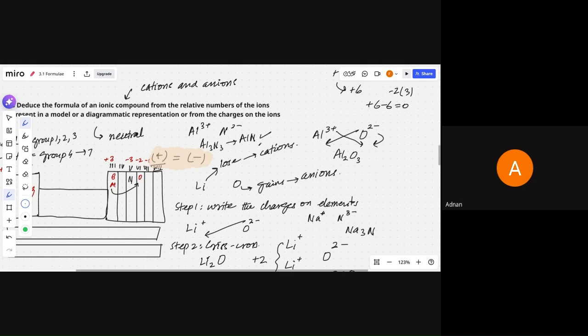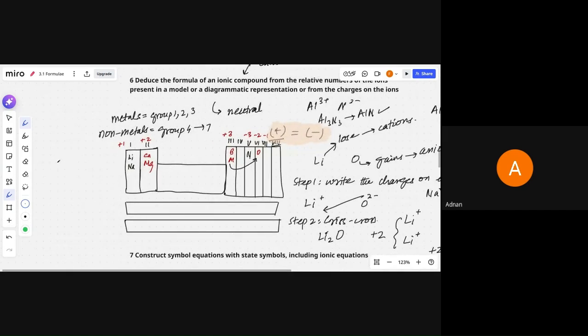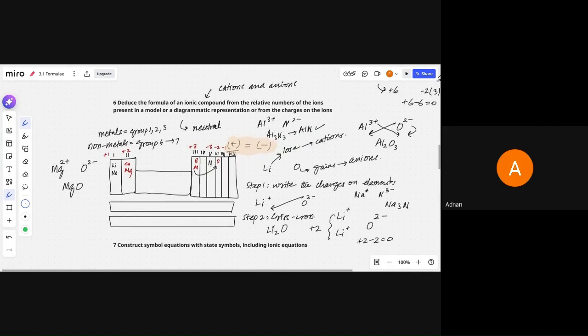This is aluminum nitride. Similarly, for magnesium from group 2 and oxygen from group 6, magnesium is 2+ and oxygen is 2-. So the formula will be MgO. Again, I'll repeat that if the charges are the same, we drop the numbers and just combine these atoms 1:1. Okay, so this was topic 6. I hope I've explained it well.